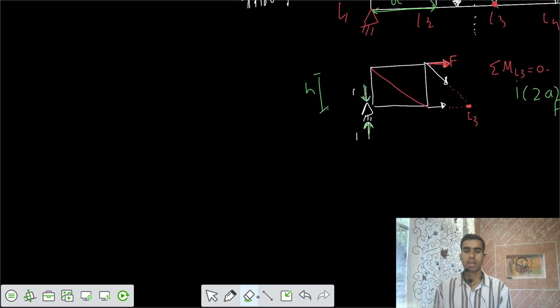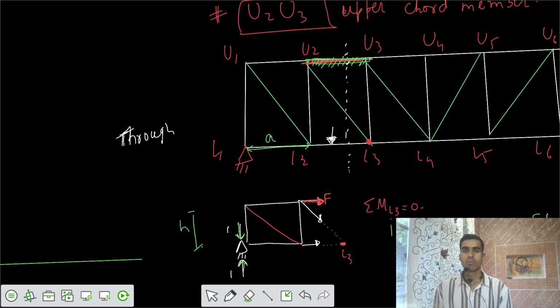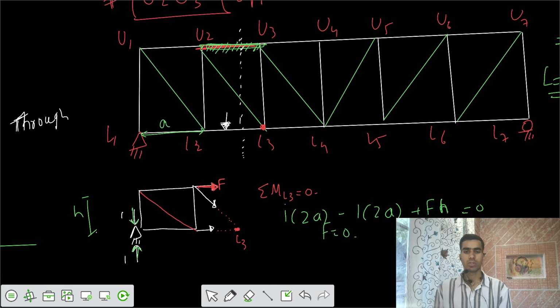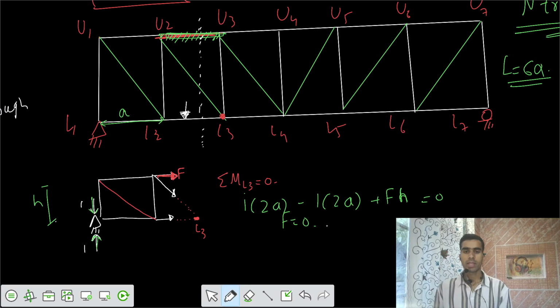So let's have that first ordinate. When the load was at L1, the ordinate was 0. That means the force developed in U2, U3 was equal to 0. Now the second case is when you apply load at L2. Now second case, load is at L2.